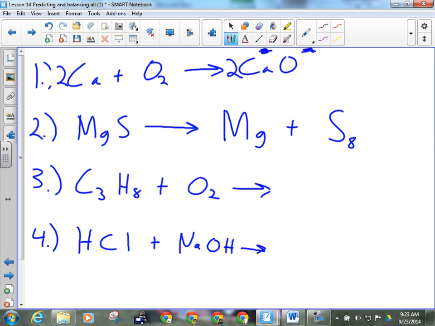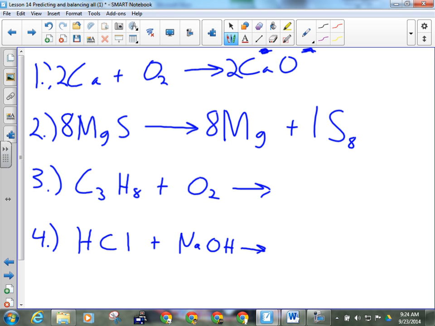Now that I've done that, there are no compounds, nothing to swap and drop, so I can look to balance the whole reaction. I've got 8 sulfur over here. What do I need to put here? 8. How many magnesium does that give me? 8. And now I'm balanced. I could also put a 1 here if I wanted to. Everybody okay with that one?